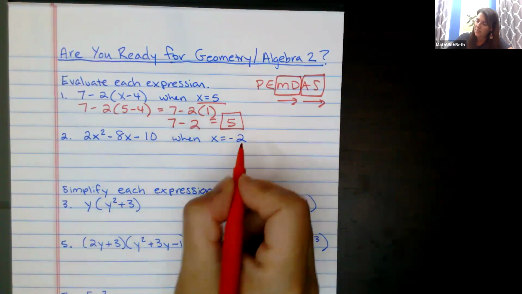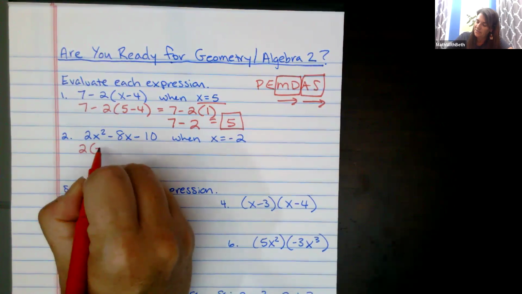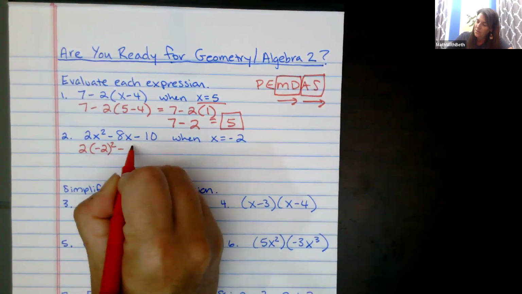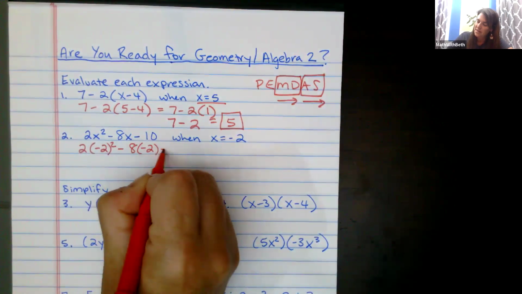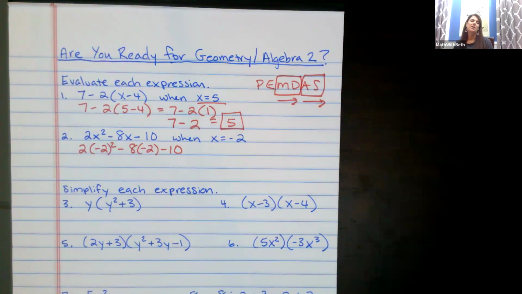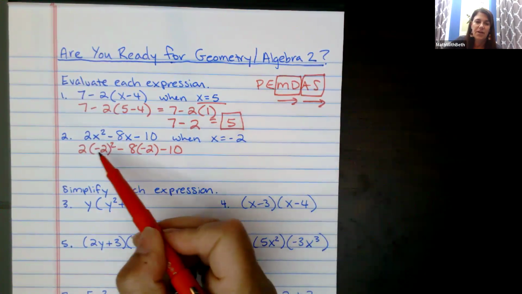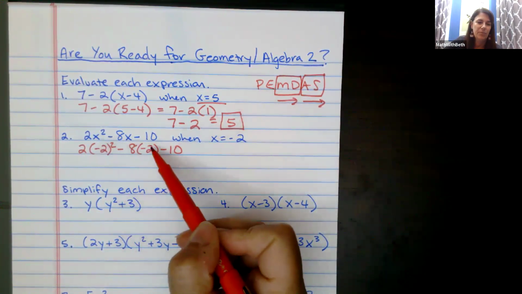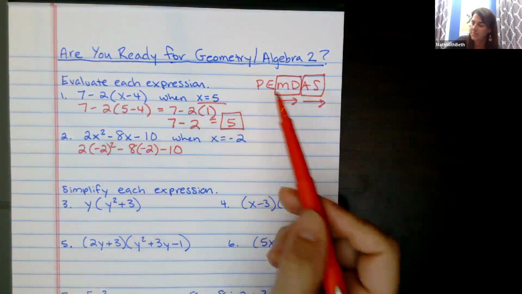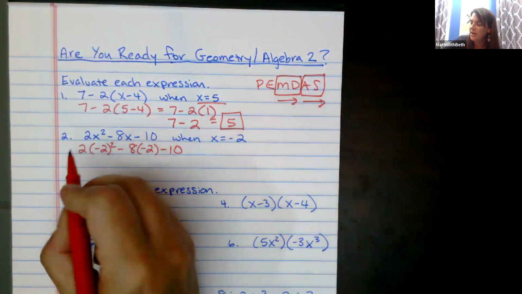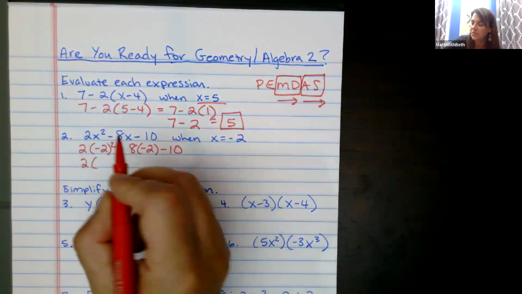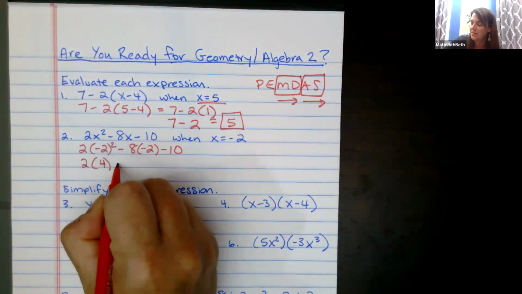For number 2, I'm going to start by bringing in that -2. So anywhere there was an x, I'm now putting that -2. Again, following order of operations, there is parentheses, but there's nothing really happening inside of them for me to do. So my next step is exponents. So I'm squaring the -2. So remember, -2 times -2 is +4.